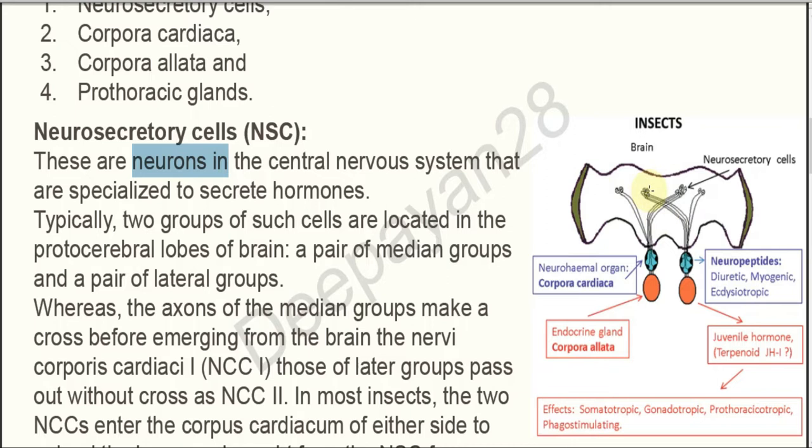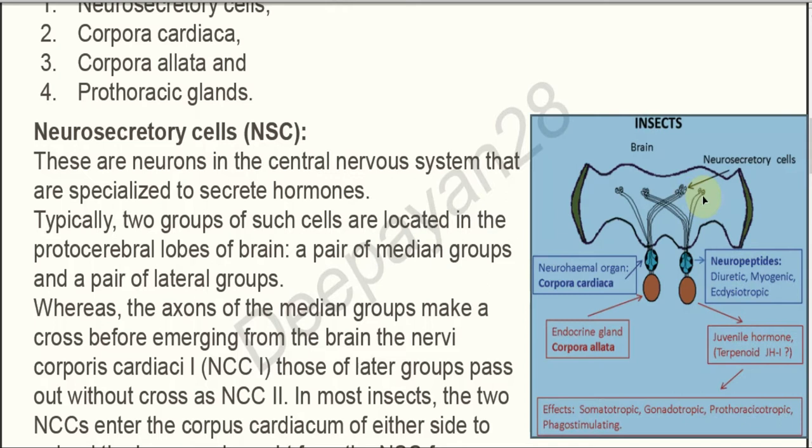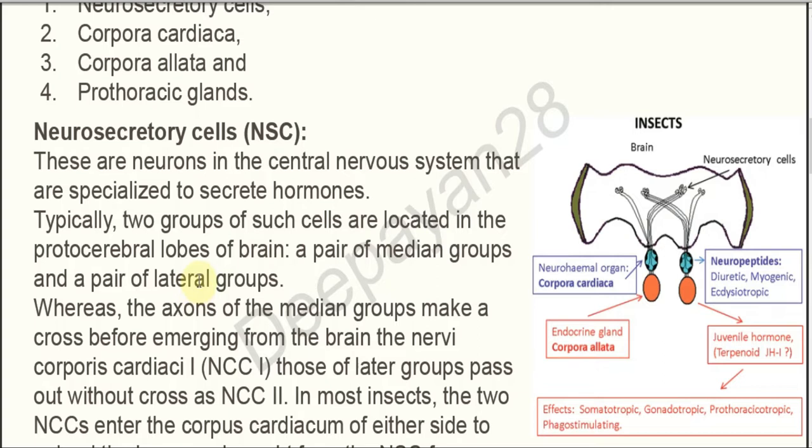Yes, four groups of cells are there. They are divided into two types. This middle one is known as what? The median group of neurosecretory cells. And this one and this one, the last ones, are known as the lateral group of neurosecretory cells. Understood?